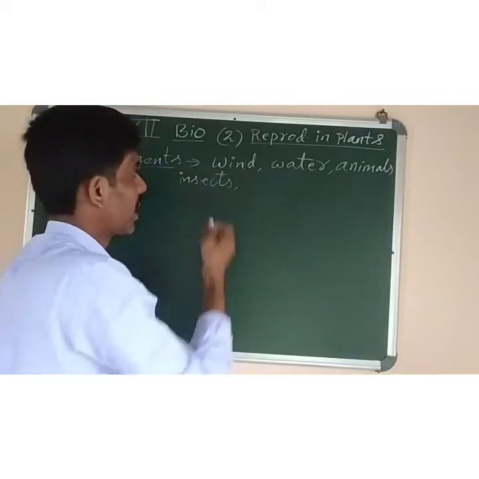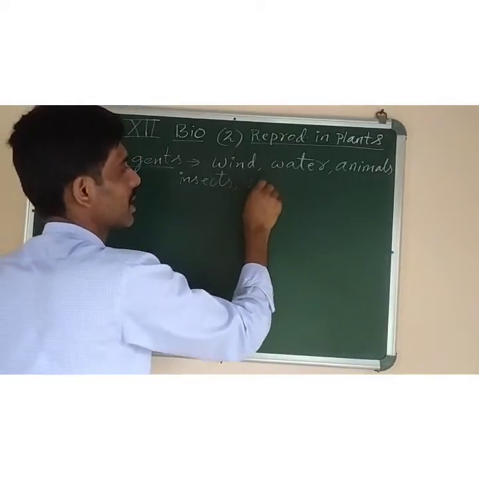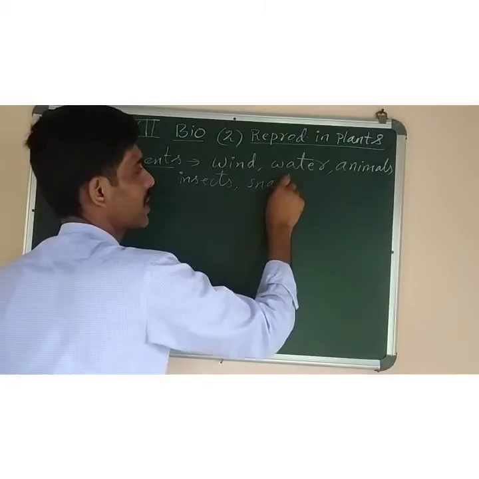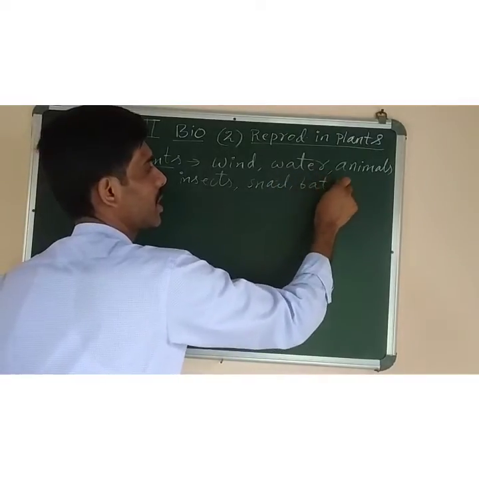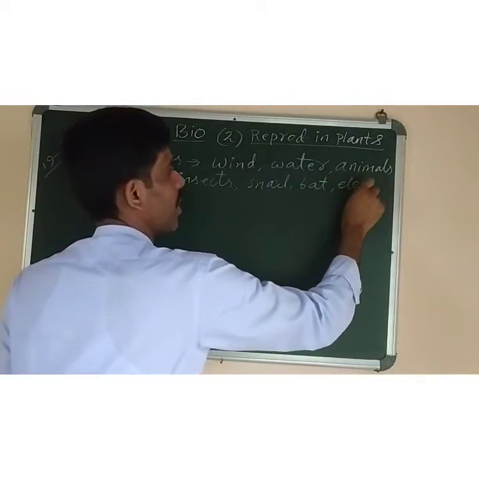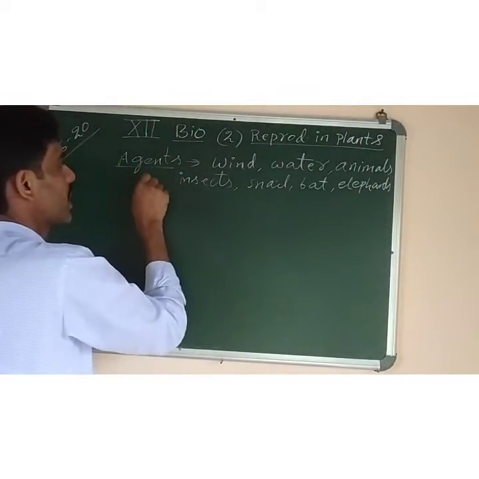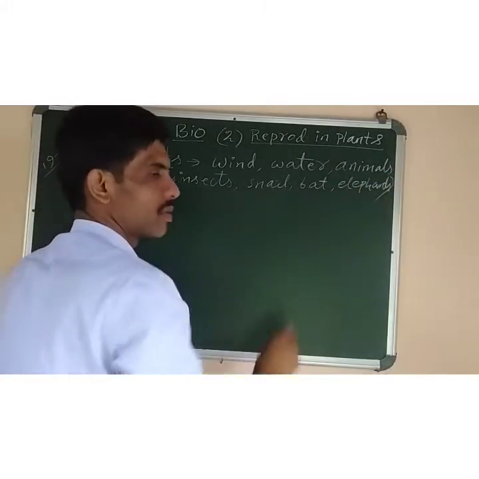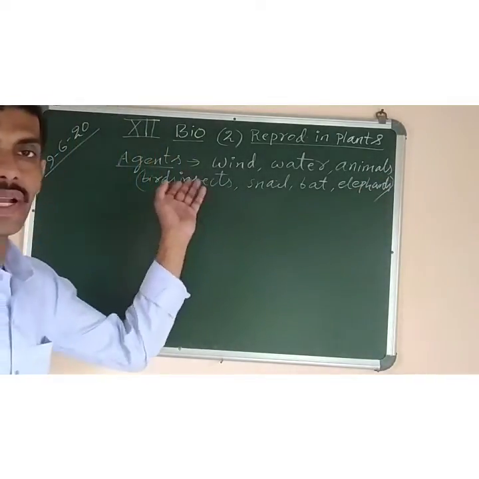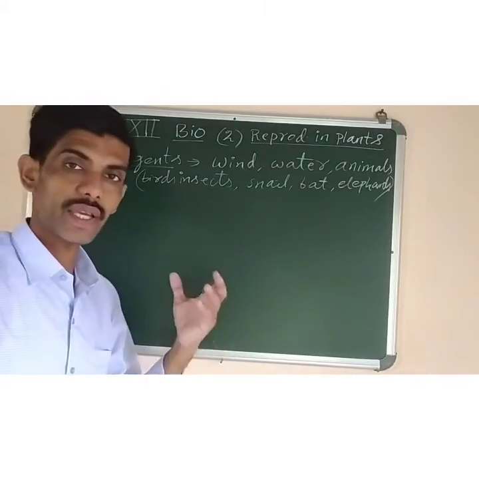Similarly, animals like snails, elephants, bats, all these help in the pollination of flowers. Even the birds are also used. So birds also we can write as animals which help in pollination. So pollination can be done by all these different agents. They are called pollinating agents.